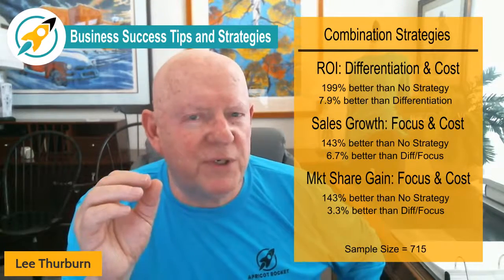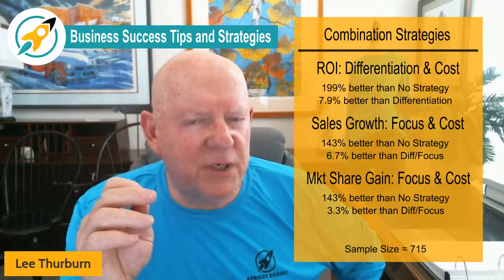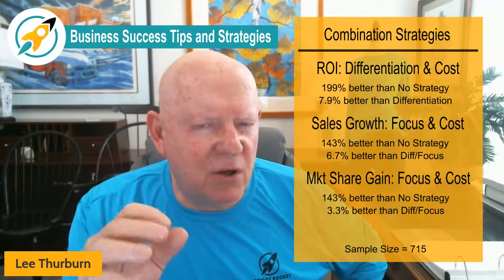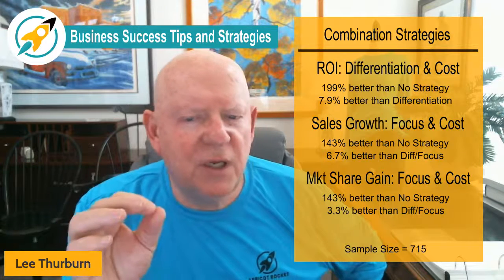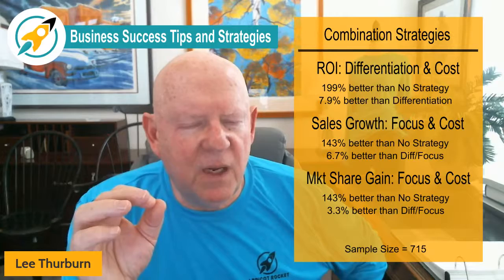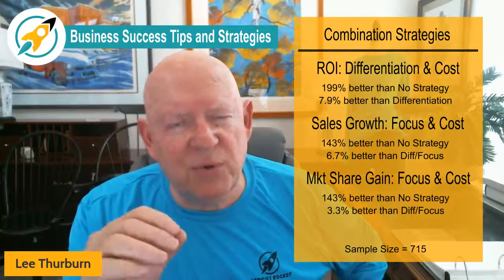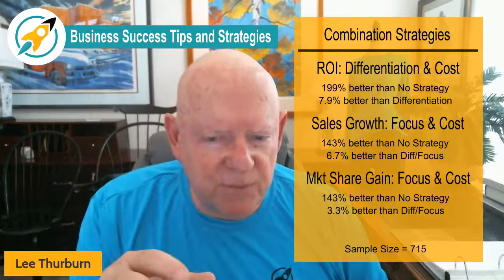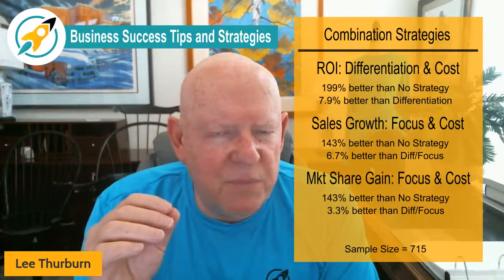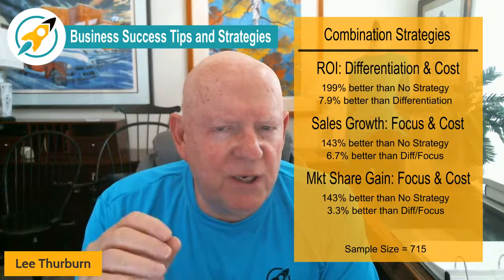Sales growth was fastest with a combination focus and overall low cost strategy. You got 143%, which is almost 50% faster sales growth than companies with no strategy. The next fastest strategy for sales growth was a combination focus differentiation strategy, and you beat the focus differentiation strategy by 6.7% when you had a focus and overall low cost combination strategy.